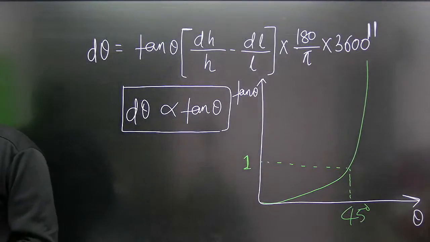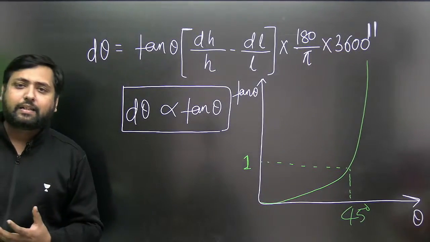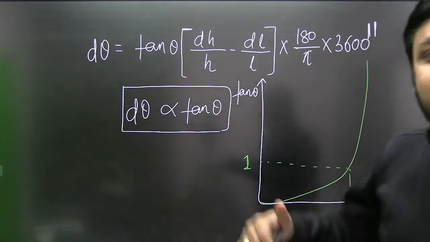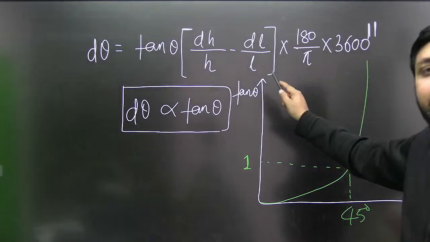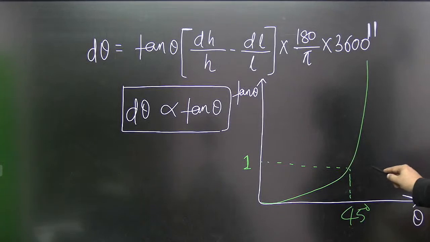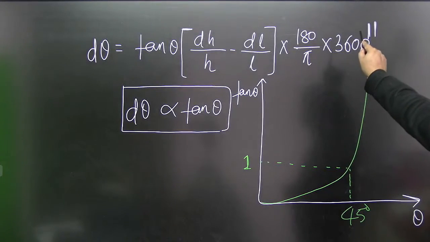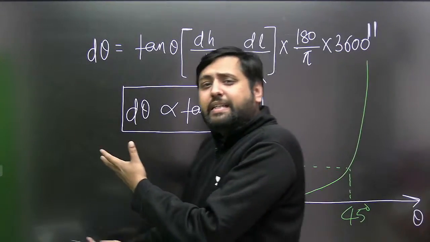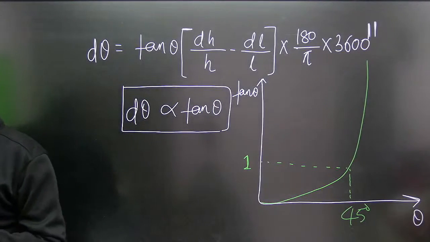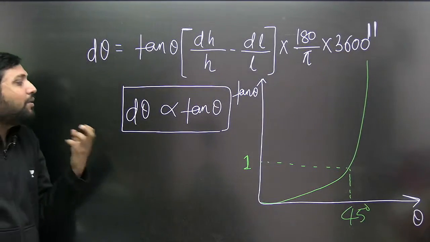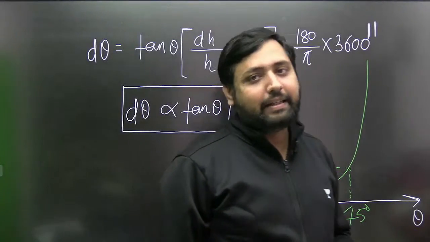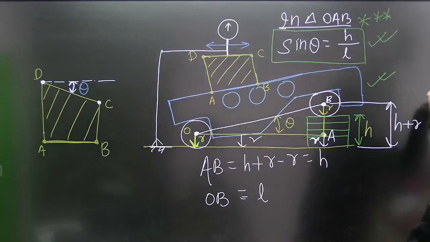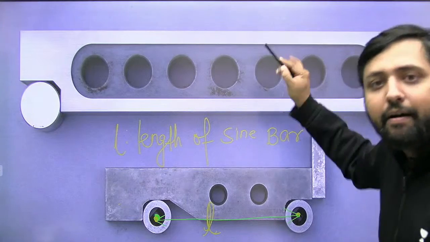What will happen if by using a sine bar you measure an angle which is more than 45 degrees? Students, this will happen. Since the error in the angular measurement is directly proportional to tan theta, if theta goes beyond 45 degrees, tan theta starts increasing exponentially and tends to infinity. This error will become very, very high. Yes, the error in angular measurement will become very, very high, and that's the reason, my dear students, we don't use a sine bar for measuring an angle which is more than 45 degrees.